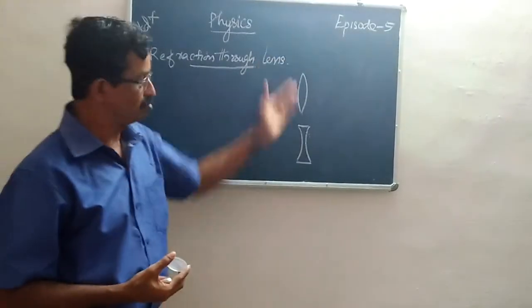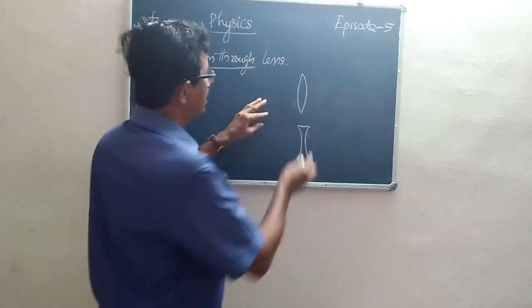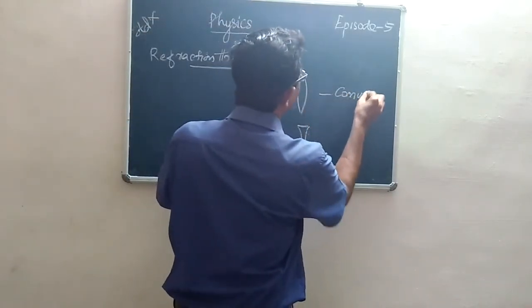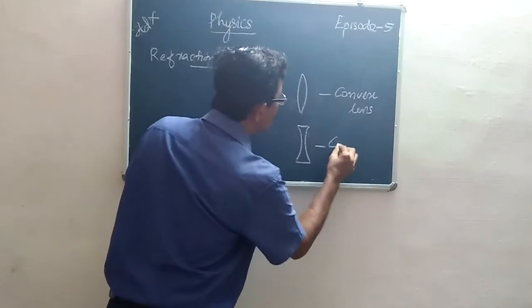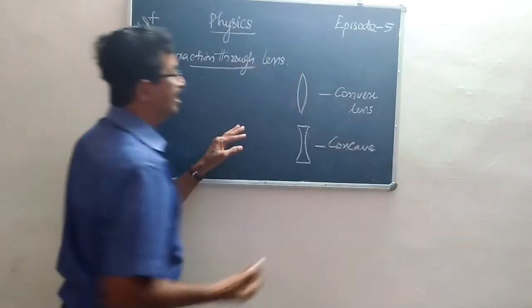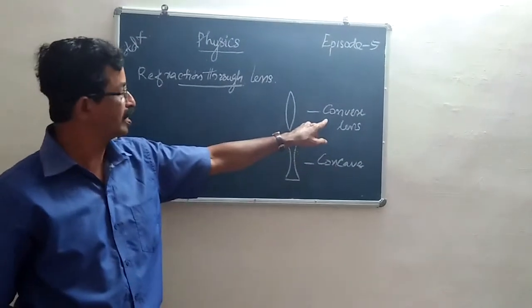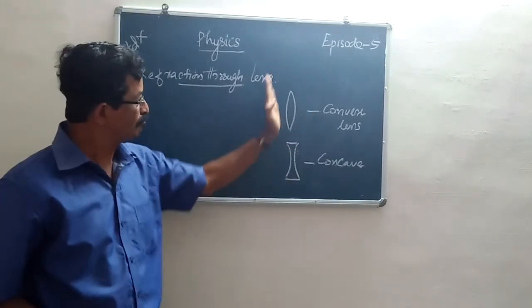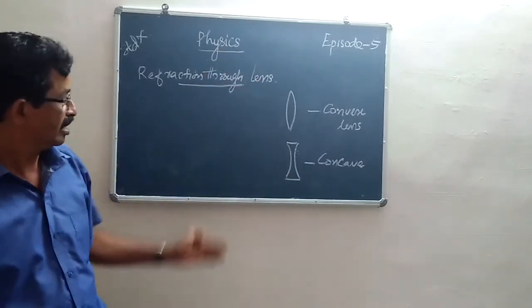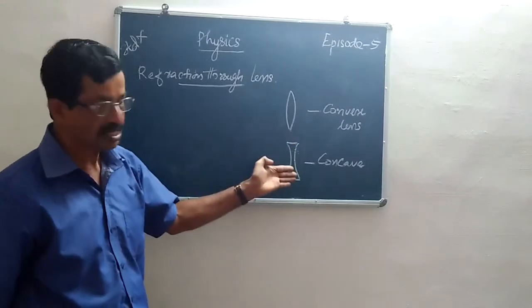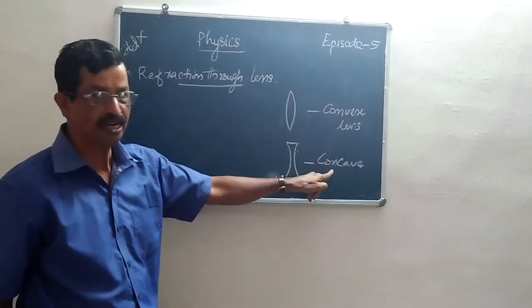Now, these are the two types of lenses. The first one is called a convex lens, and this one is a concave lens. In a convex lens there are two convex spherical surfaces, so it is a double convex lens, or simply we say convex lens. Here there are two concave surfaces, so this one is a double concave lens, simply we say concave lens.